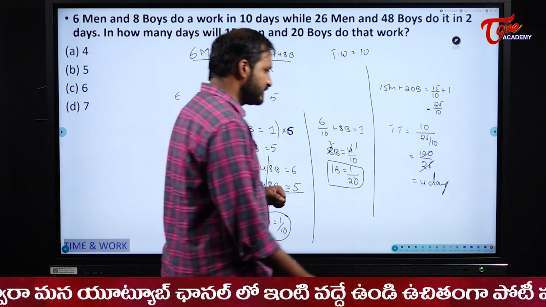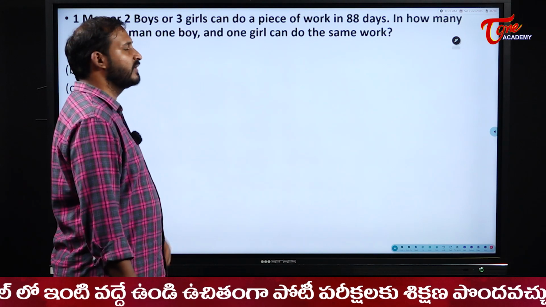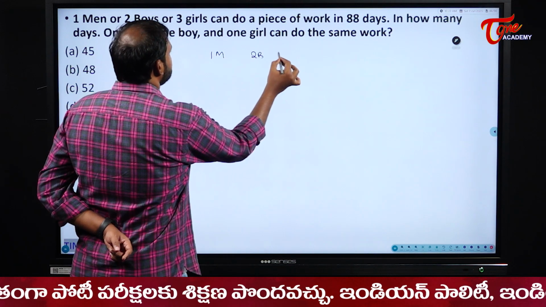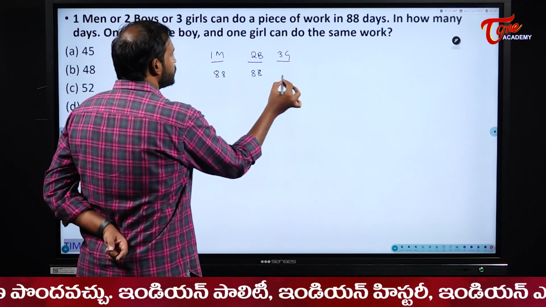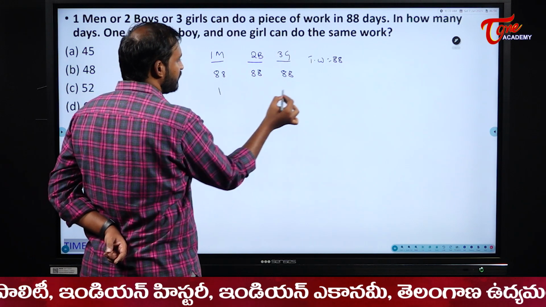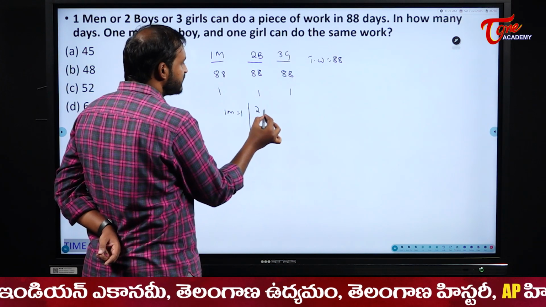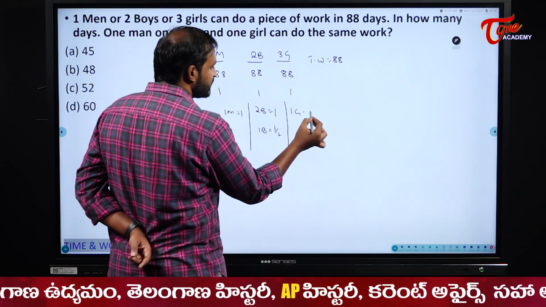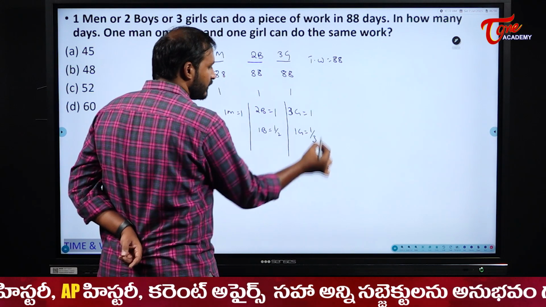Okay, next one. 1 man or 2 boys or 3 girls can do a piece of work in 88 days. Okay, 1 man, 2 boys, 3 girls can do the job in how many days? 88 days each. So total work also will become obviously 88. So what about their combined efficiency is 1, 1, 1. So therefore one man efficiency is 1, no problem. 2 boys efficiency is 1. So 1 boy efficiency will become what? 1 by 2. Sorry, 3 girls efficiency is 1. So 1 girl efficiency will become 1 by 3. Okay, I got their efficiencies.